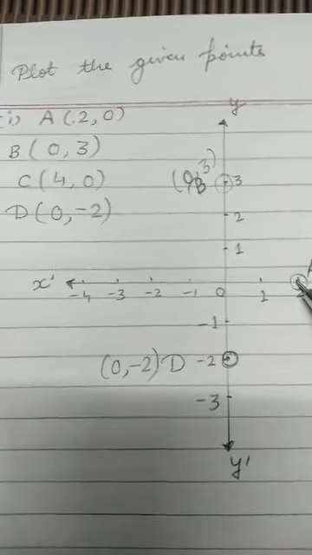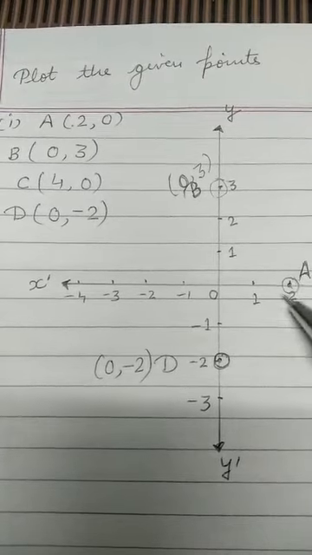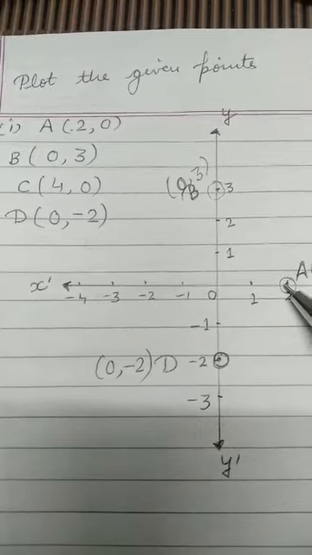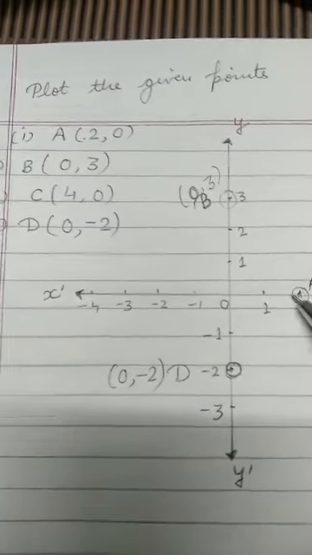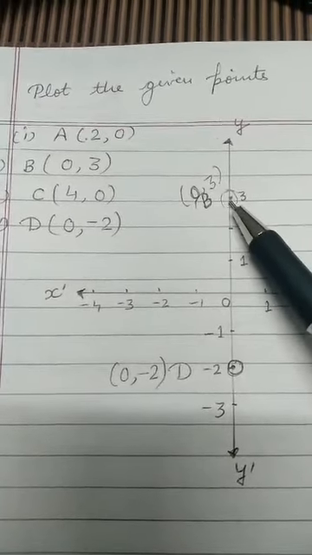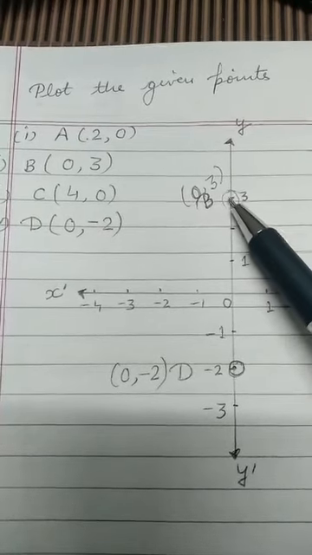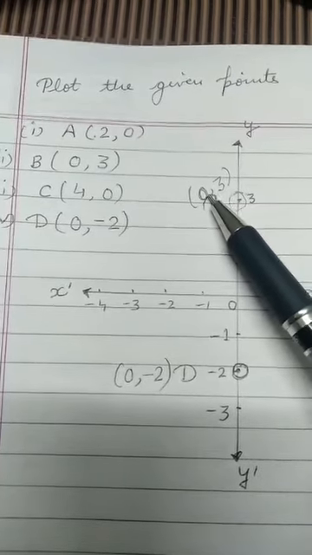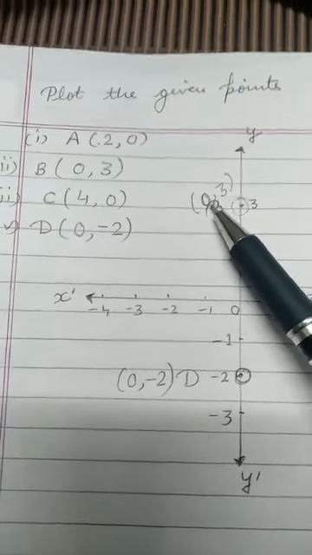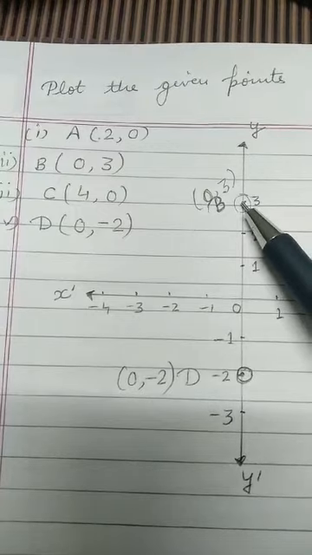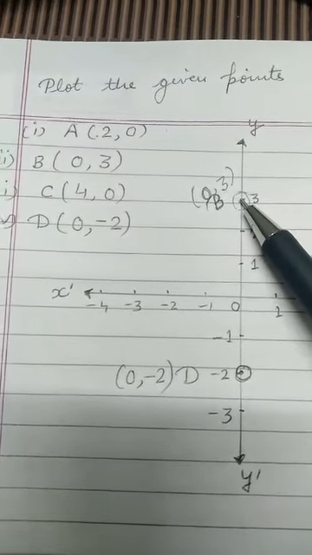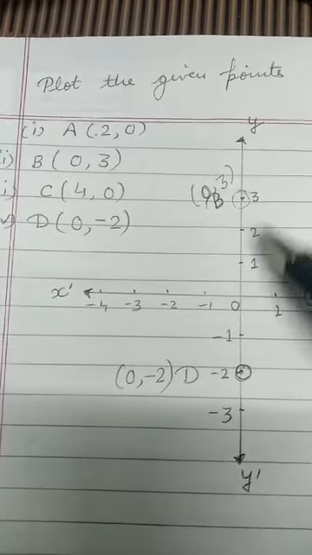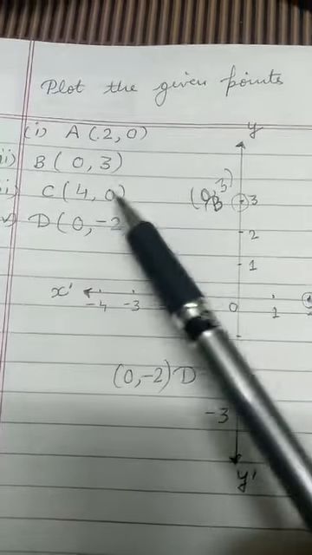Now if it is 0, it means it lies on the x-axis only, because the perpendicular distance from the y-axis is 0. For example, the point P (0, 3). Here 0 is the x coordinate, 3 is the y coordinate. The x coordinate means the perpendicular distance of the point from the y-axis, whereas the y coordinate means the perpendicular distance of the point from the x-axis.